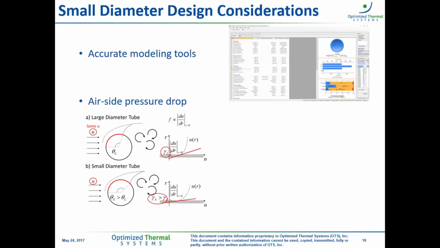As we discussed in our first webinar, we learned that the airside pressure drop is an important consideration in small diameter tube fin heat exchangers. If we compare a large diameter tube to a small diameter tube at the same velocity, we see that the friction factor is greater in the small diameter tube heat exchanger. That's visualized here by this proportionally larger boundary layer along the surface of the small diameter tube. So one of the most important considerations when designing a 5mm or smaller heat exchanger is that we need to configure the tubes and the fins in a manner that allows us to maintain an acceptable level of airside pressure drop.